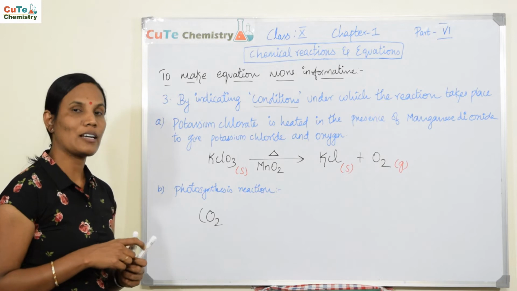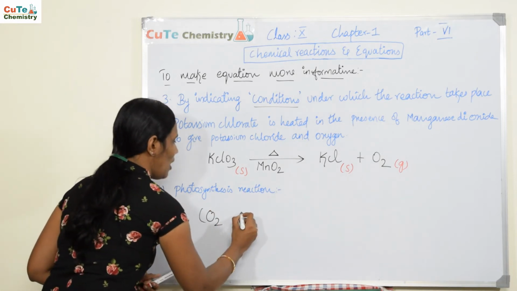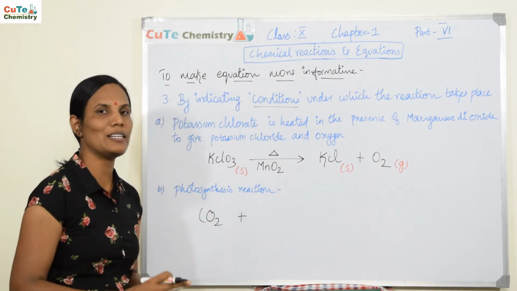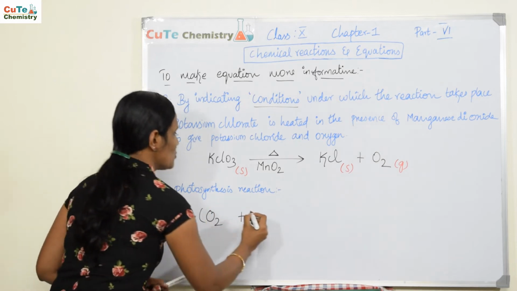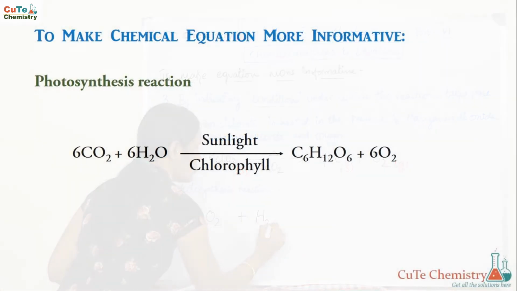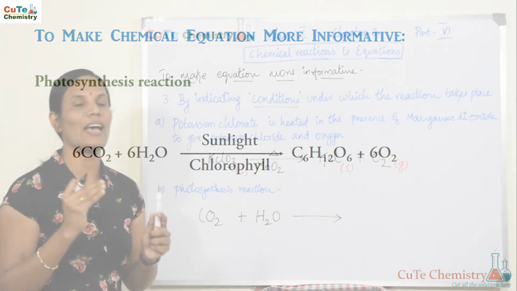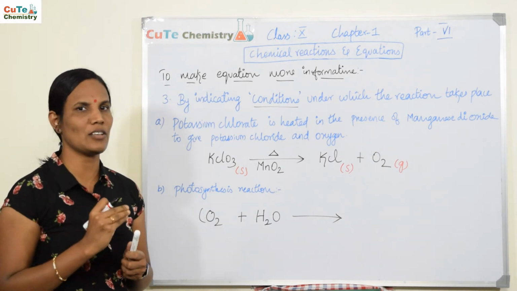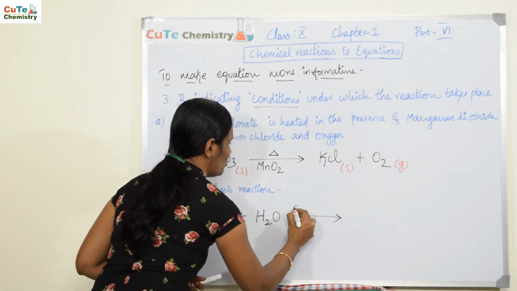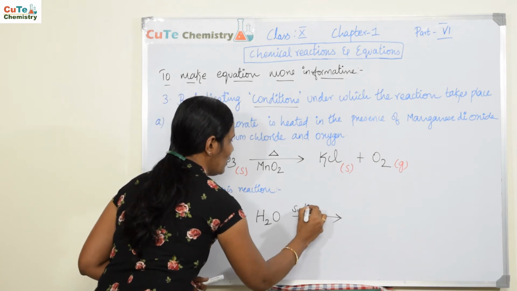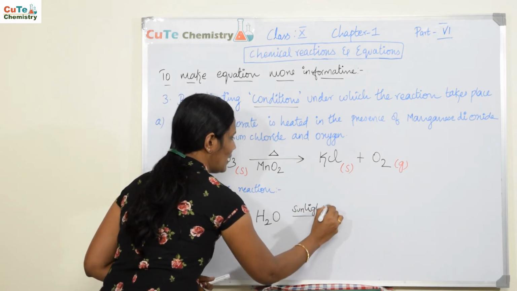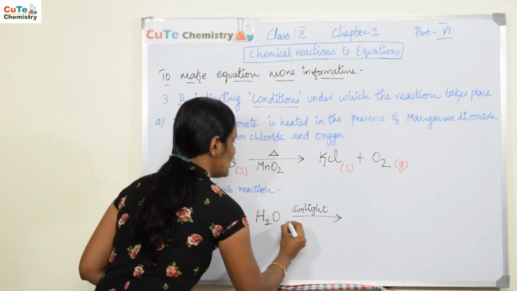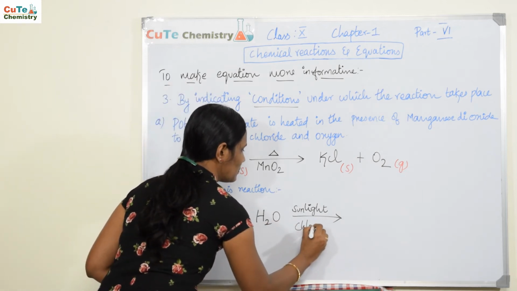CO2 is the formula for carbon dioxide. Along with the carbon dioxide, the plant will take up water also. The formula for water is H2O, and this will occur in the presence of sunlight as well as a pigment called chlorophyll. In the presence of, which means we have to write here above or below the arrow mark. So sunlight is required as well as chlorophyll pigment.